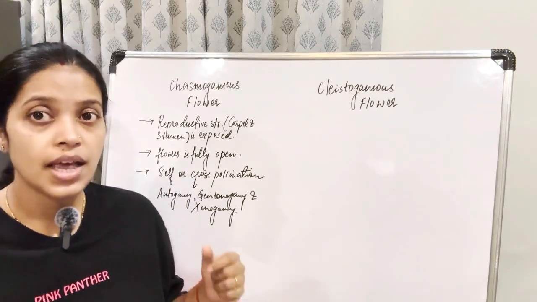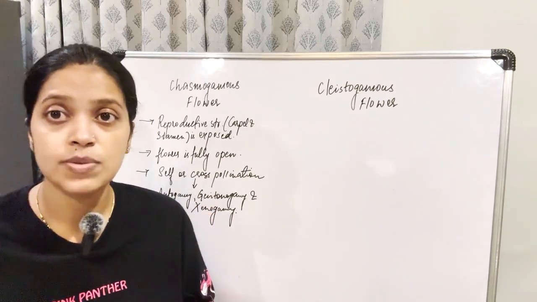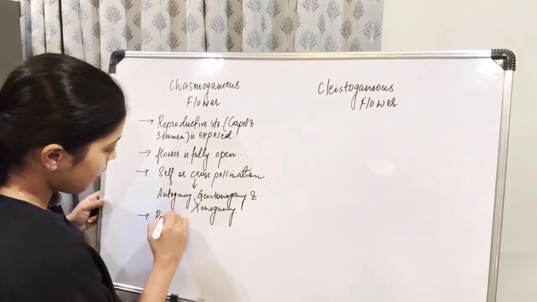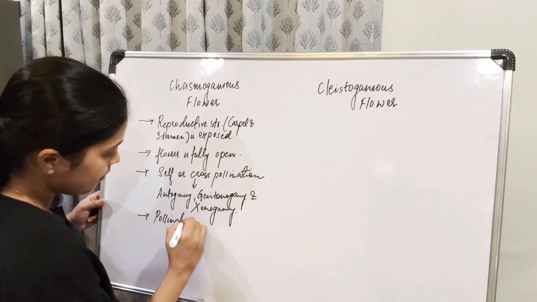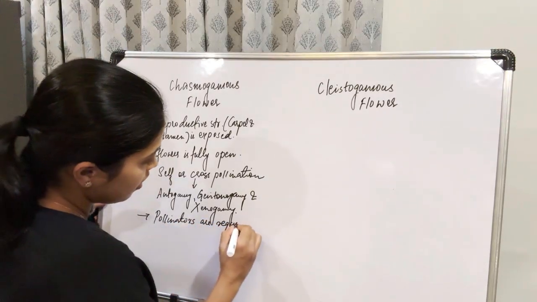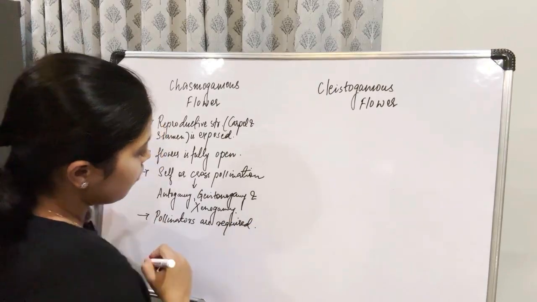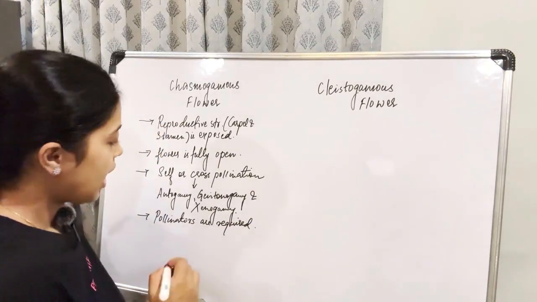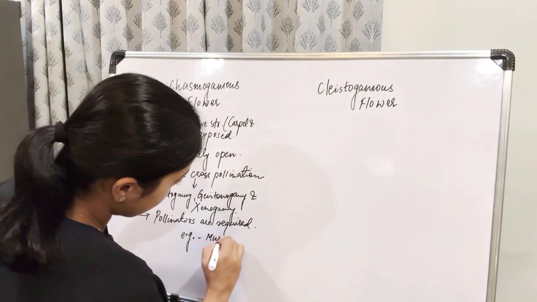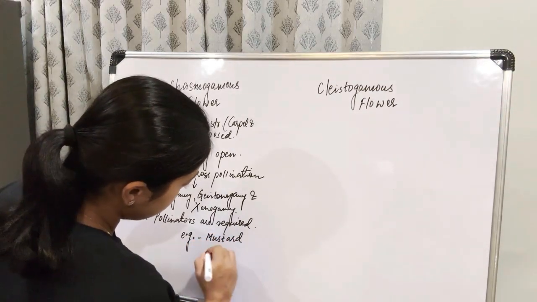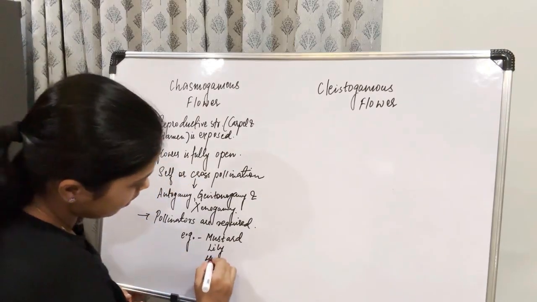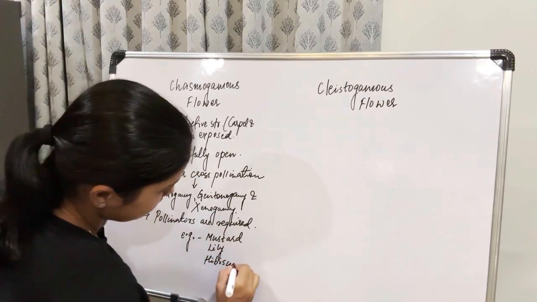Second, since here the pollination can be a cross pollination, therefore pollinators are required. Okay, and the examples are mustard, lily, hibiscus.